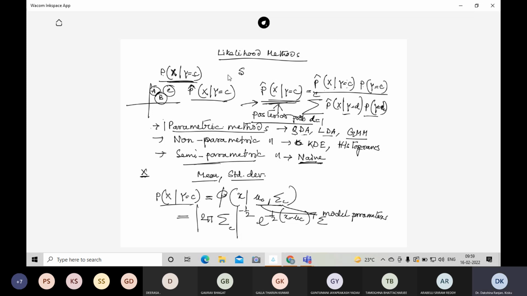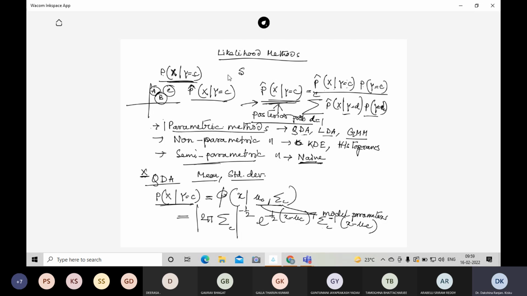Then we can get this sigma inverse x minus mu c. Okay, so this is the classifier form. This is the classifier form of the quadratic discriminant analysis.